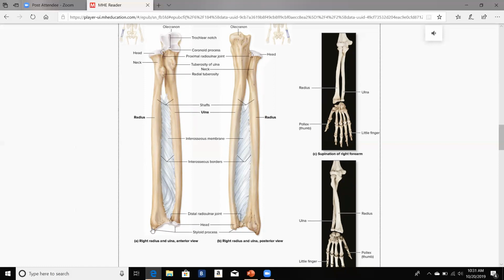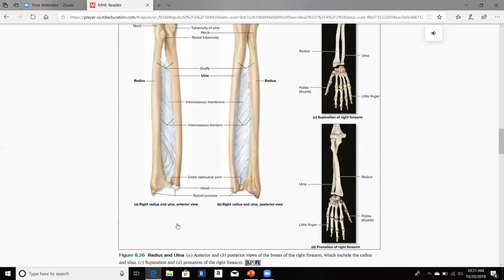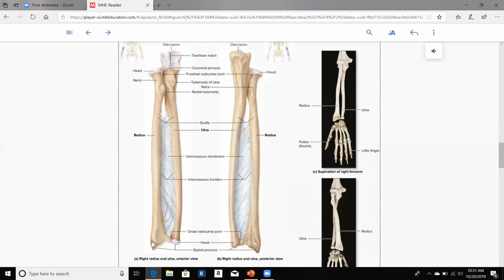Two other structures you need to know are your stylus, or styloid, processes. One of the tricks is that, remember, a stylus is what you use to write with, and you use your forearms to support the writing. So you have your styloid process of your radius and styloid process of your ulna. Here's another important thing to note too. Both of these bones have what's called a head. The head of the radius is more proximal, but the head of the ulna is distal.